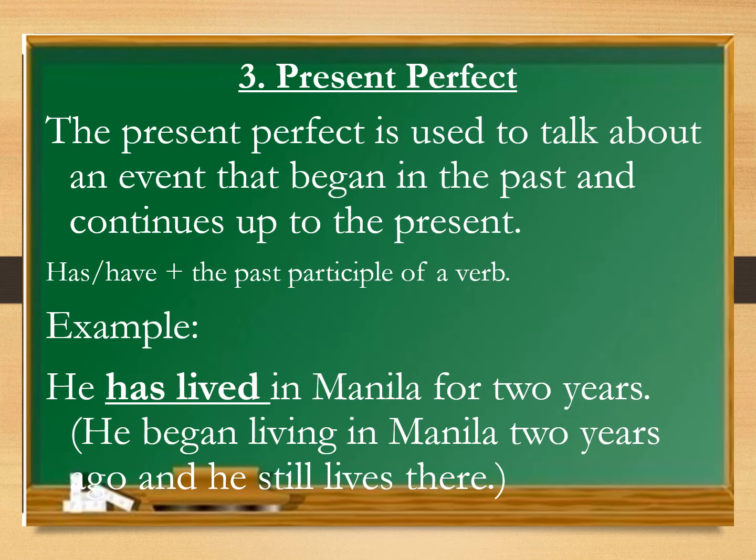Next, present perfect. The present perfect is used to talk about an event that began in the past and continues up to the present. Example: He has lived in Manila for 2 years. He began living in Manila 2 years ago and he still lives there.